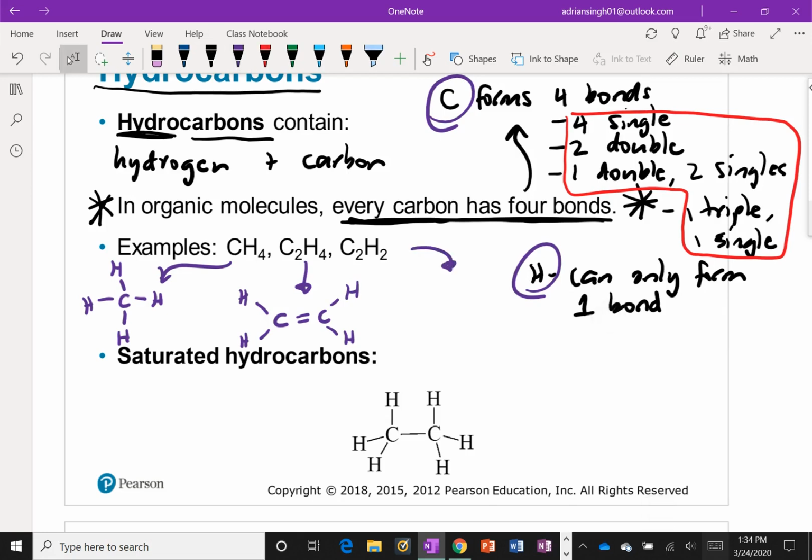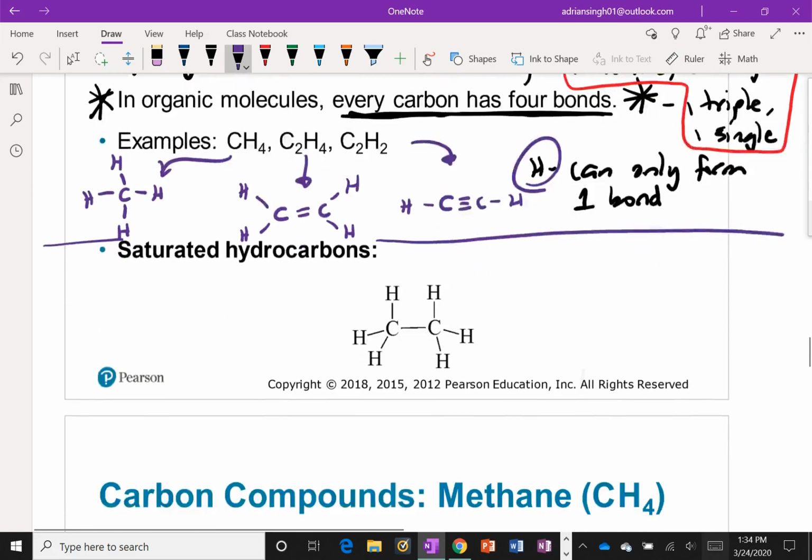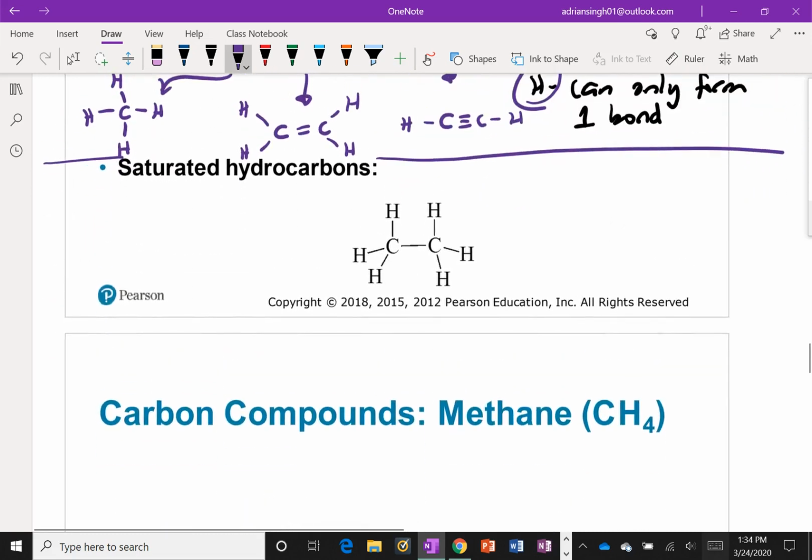And then the last one here is C2H2. This is a compound called ethane. It looks like that. Each carbon again also has 4 bonds. In this case, the carbon has a triple and a single bond. We're going to take a look at these types of hydrocarbons in a little bit.